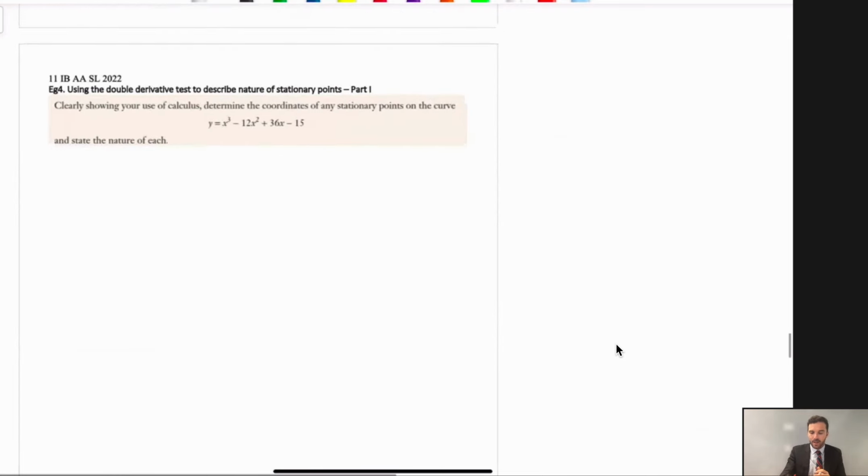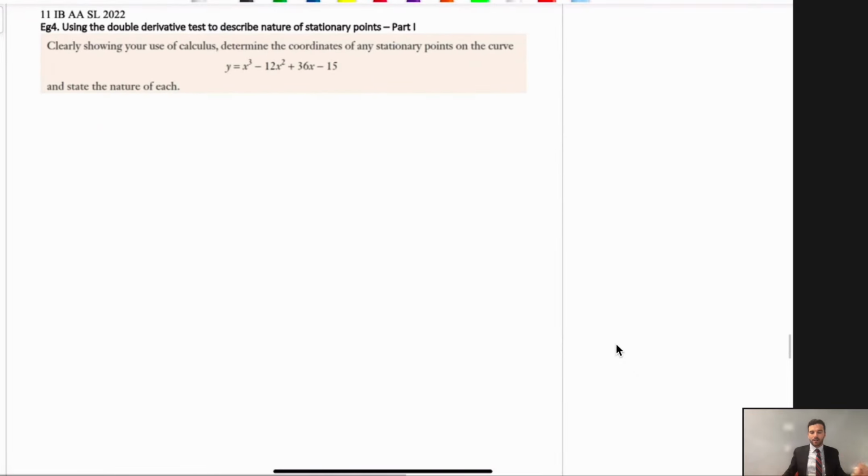Okay, so here we go. Clearly showing use of calculus to determine the coordinates of any stationary points. Now, what are they talking about with stationary points? It can either be a min, a max, or an HPI. Now remember, this is saying dy by dx is equal to 0. That's why we're not including VPIs. VPIs have the steepest gradient in a region. So we're also meant to state the nature of each.